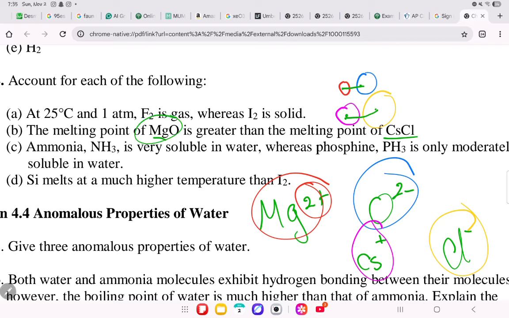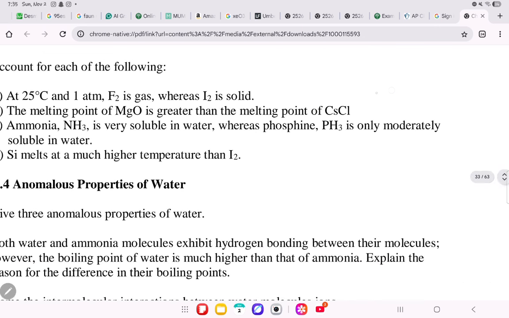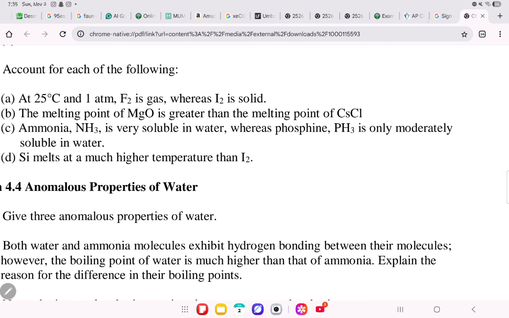stronger ionic bonds. Now, ammonia is very soluble in water, whereas this is only moderately soluble in water. First of all, ammonia has a highly electronegative atom, so it will have a hydrogen bond. PH3 is a polar molecule, so it will have only the PDPD, or permanent dipole only. Now, water has what? Water has a hydrogen bond, right? And it also has a PDPD.